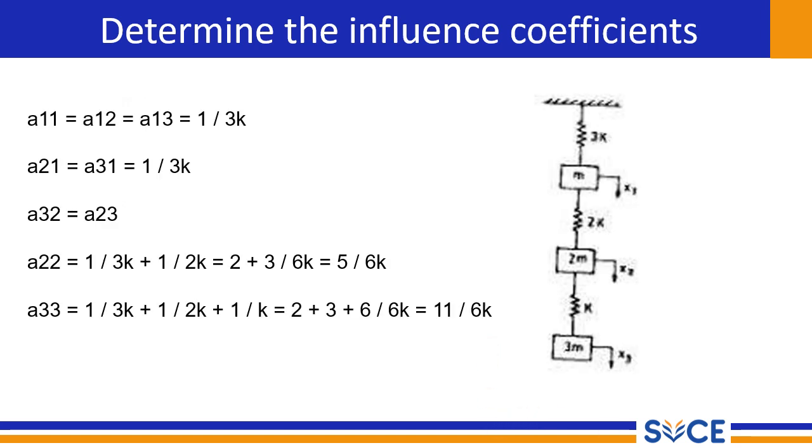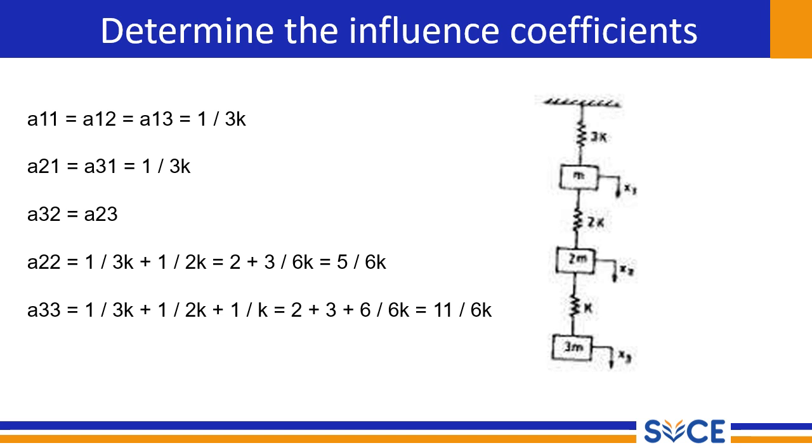Here we have another example which asks us to determine the influence coefficients for the given spring mass system. This system also involves three masses, namely mass m, mass 2m, and mass 3m, connected by springs with stiffnesses 3K, 2K and K, arranged in vertical fashion. We will follow the provided solution to understand how the influence coefficients are derived.